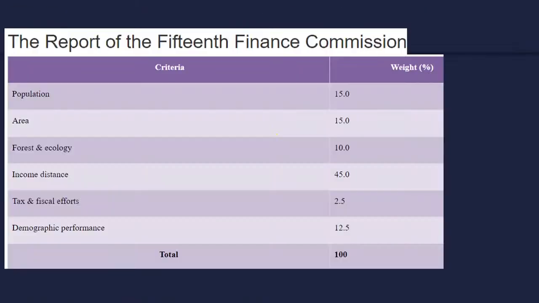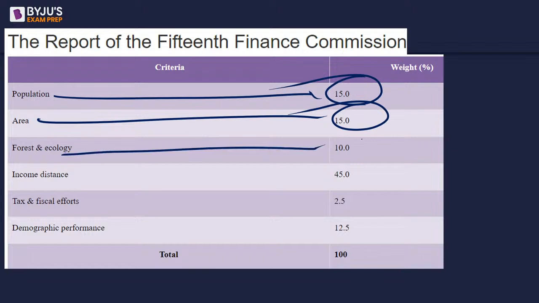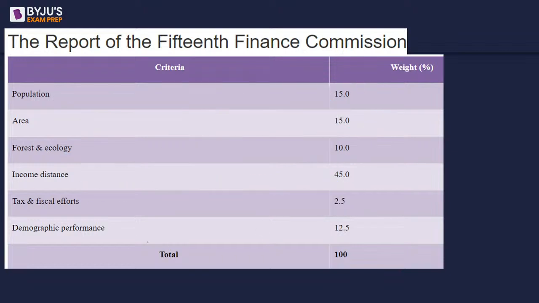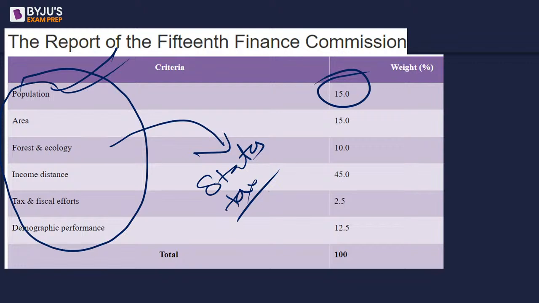तो कैसे पता चलेगा? तो ऐसे पता चलेगा. So like for example, according to the 15th Finance Commission, these are the parameters. जैसे population 15% देखा जाएगा, area 15%, forest and ecology 10%, income distance 45%, tax and fiscal effort 2.5%, demographic performance 12.5%. So these all things are taken into account, and then the states would get the tax. है ना. जैसे मान लो population उत्तर प्रदेश में ज्यादा है, so the UP should be getting more, 15% weightage मिलेगा उसको उसमें, ठीक है.